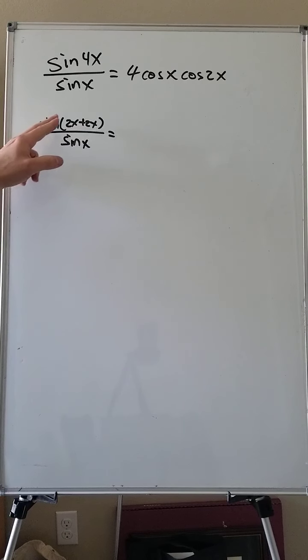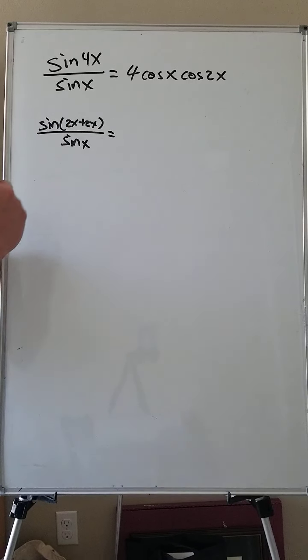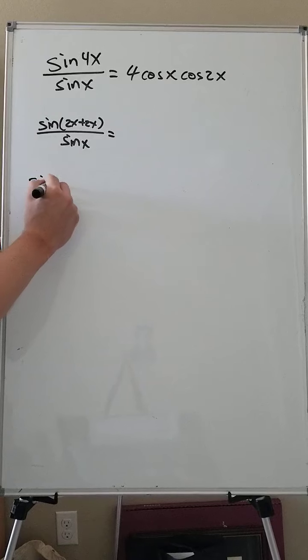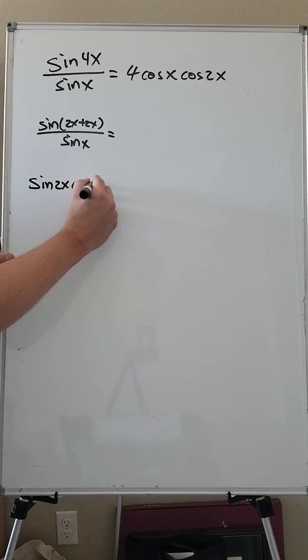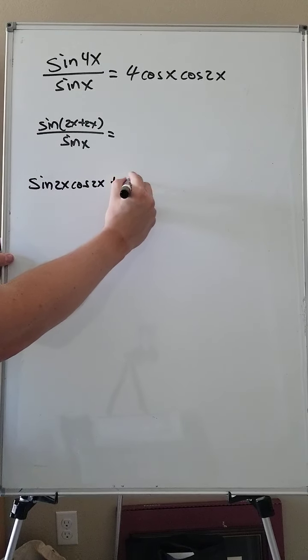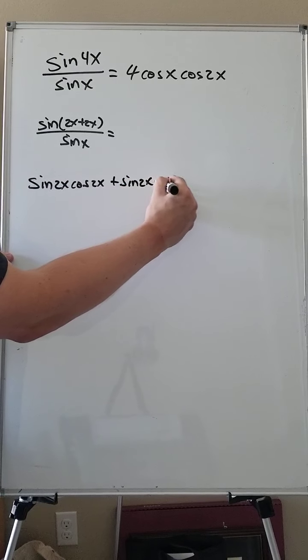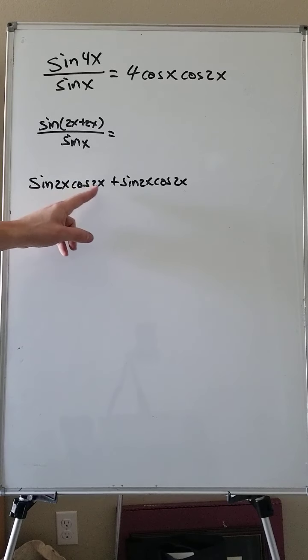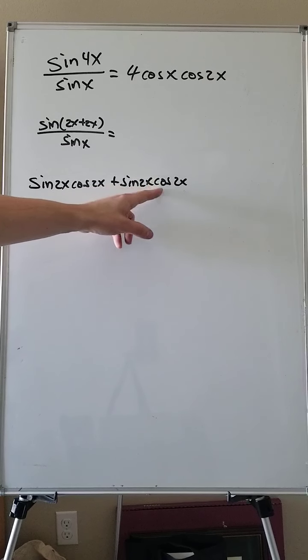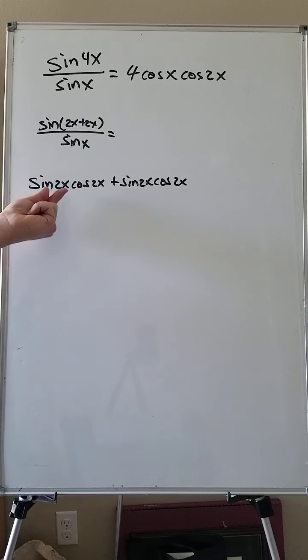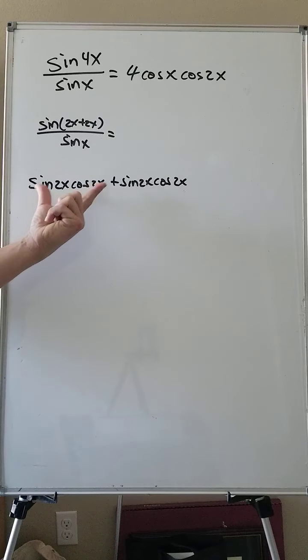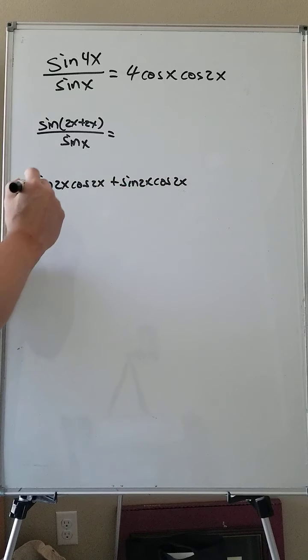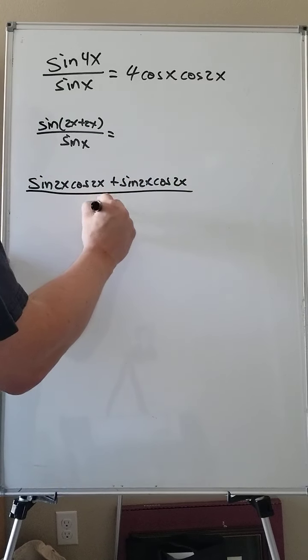And if I have sine of a plus b, that's the same thing as the sine of a times the cosine of b plus the sine of b times the cosine of a. But in this case, a and b are both 2x, so really I have sine 2x cosine 2x and another sine 2x cosine 2x. All of this is over sine x still.